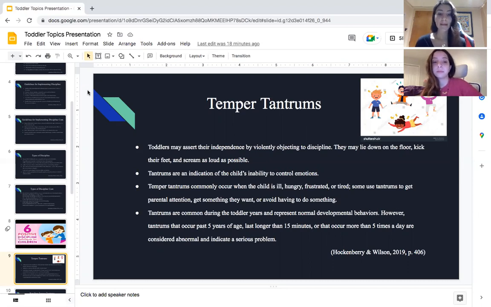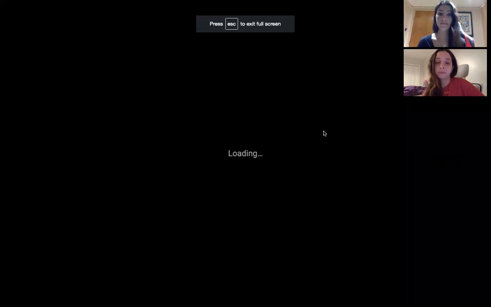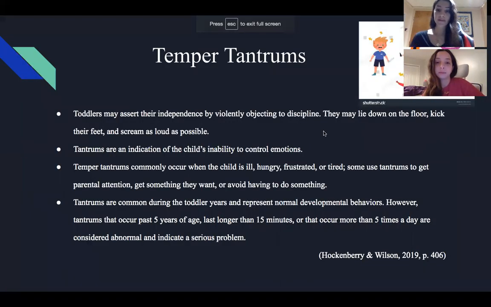Tantrums are common during the toddler years and represent normal behavior. They represent normal developmental behaviors. However, tantrums that occur past 5 years of age, last longer than 15 minutes, or that occur more than 5 times a day are considered abnormal and indicate a serious problem.